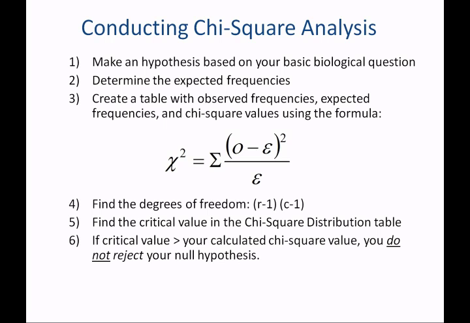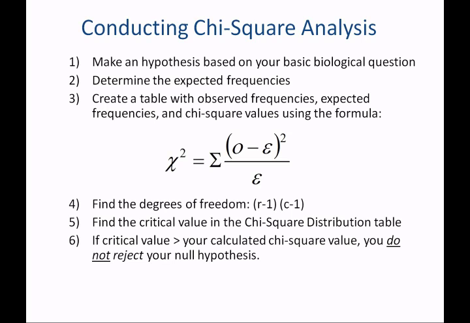So how do we do this? Well, you make a hypothesis. Remember, this is about biology, not stats. We then calculate the expected frequencies, that is the frequencies we'd expect to see if there was no effect, and we usually do this in a table with observed frequencies, expected frequencies and chi-squared values. We calculate the chi-squared value using this formula: it's the observed value minus the expected value, you square that, you divide through by the expected values, and you add all those up, and that's your chi-squared value.